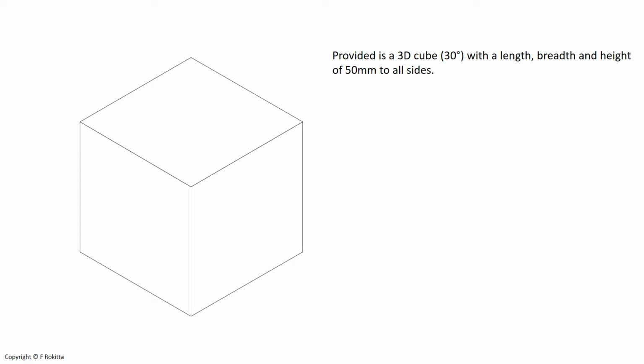In this tutorial we will be discussing how to construct an isometric circle onto the three different planes of an isometric cube, provided that the 3D cube has a length, breadth and height of 50 mm to each of the sides.